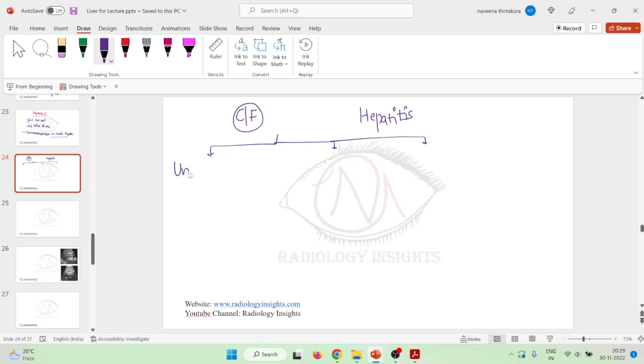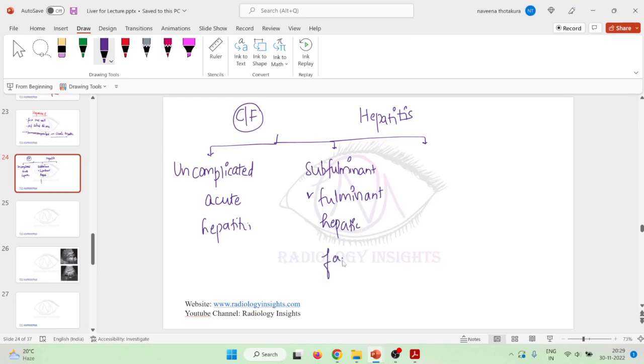One, we have uncomplicated acute hepatitis. Second, we have subfulminant hepatitis. Fulminant is within a very short time. If the disease progresses rapidly, then we call it fulminant. So, subfulminant or fulminant hepatic failure, where the patient's symptoms progress very rapidly in a very short interval. Third, chronic hepatitis. These are the three types of hepatitis, so we will deal with each of them in detail.